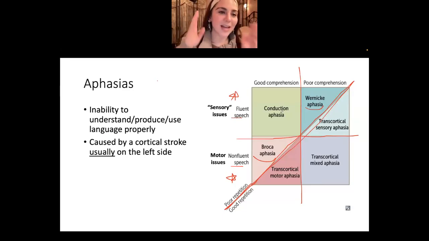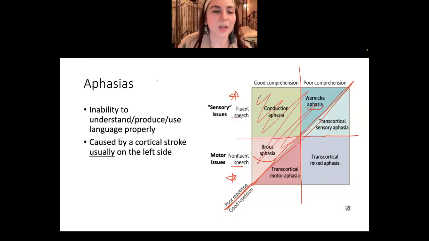So basically, if you have an issue with any of these areas, so Broca's, Wernicke's, or this arcuate fasciculus, you're going to have poor repetition. They're going to ask you to repeat something, like, can you repeat these numbers that I'm going to say? They can't do it. That's going to be on this left side of the chart. So that's, again, arcuate fasciculus, Broca's, or Wernicke's.